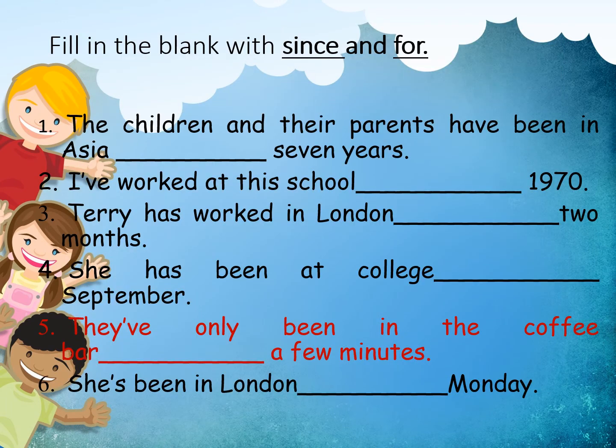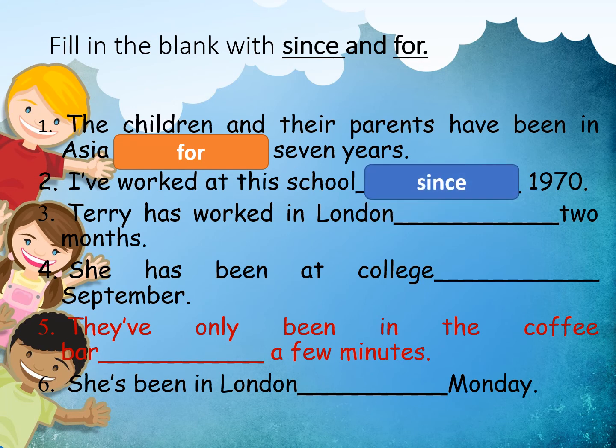So let's proceed with this practice. Okay? We can practice and answer all together. Let's read it. Number 1, we have: the children and their parents have been in Asia blank 7 years. So we have for 7 years. The children and their parents have been in Asia for 7 years. Next, number 2: I've worked at this school blank 1970. So we have the answer since 1970. So meaning I am still working at this school up until now.